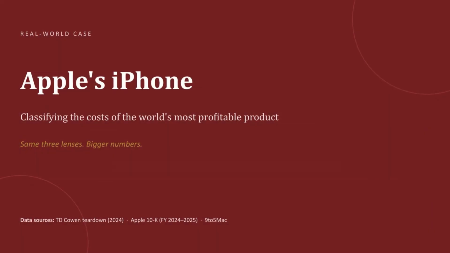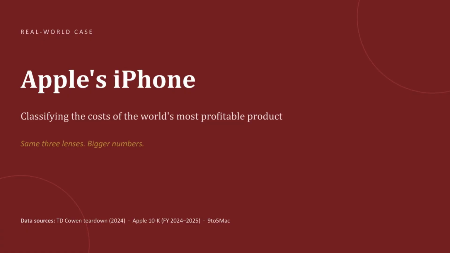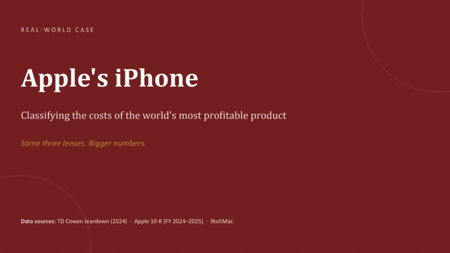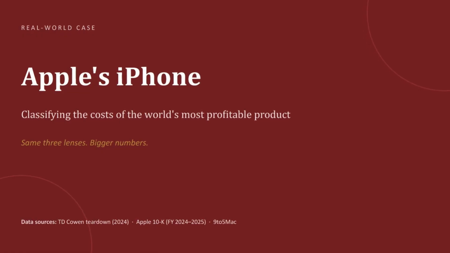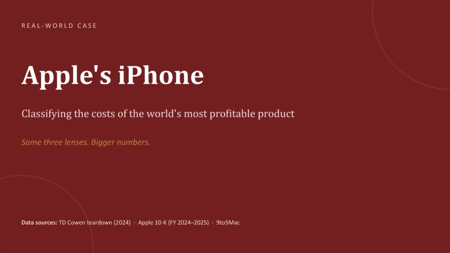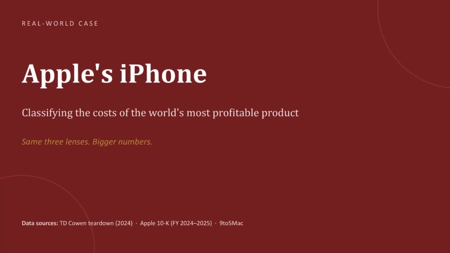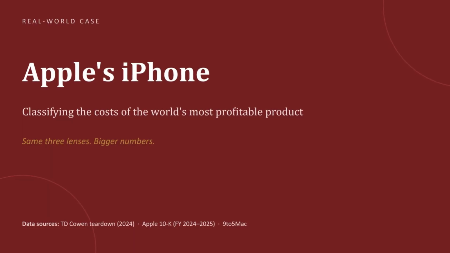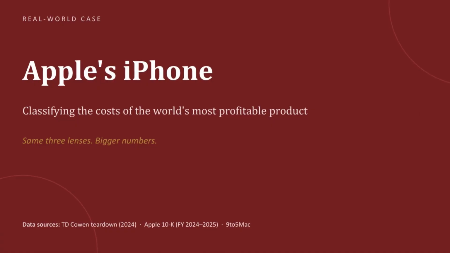Before we leave the cookie kitchen, let's apply the same ideas to a company you already know. Apple. The iPhone is a huge product line with more than 200 million units sold a year and more than half of Apple's revenue tied to it. The question is not just whether it is profitable, it is how to classify the costs behind that profit. We'll use the same 3 lenses you'll use on your own product: what the cost is, how it behaves, and where it goes. And yes, every number here comes from public sources.